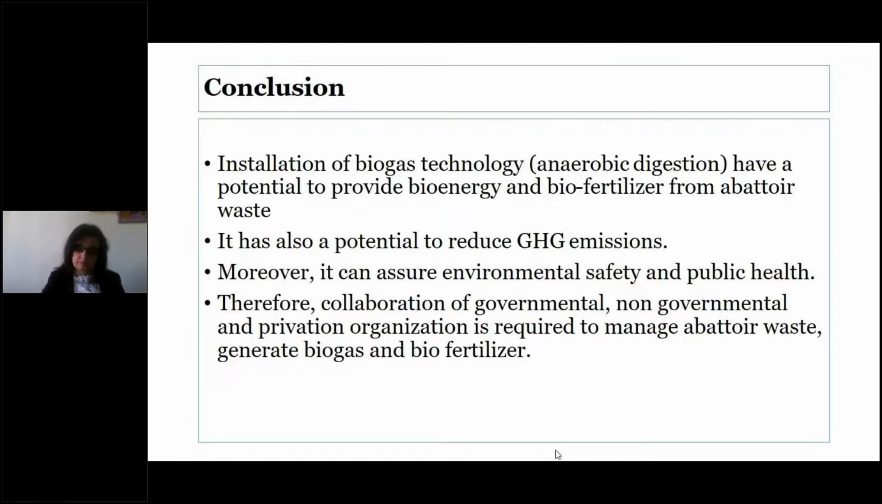As a conclusion, installation of biogas technology has a potential to provide bioenergy and biofertilizer from the habitable waste. Again, it has a potential to reduce the emissions of greenhouse gases. Furthermore, introduction of biogas technology can assure environmental safety and public health. Therefore, collaboration of governmental, non-governmental, and private organizations is required to manage waste better and generate biogas and biofertilizer.